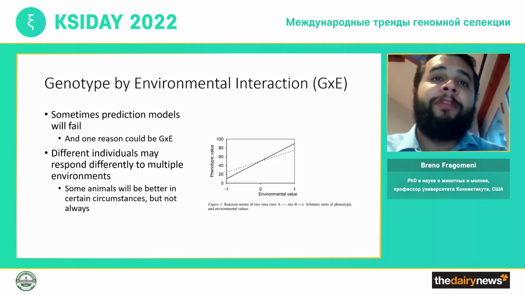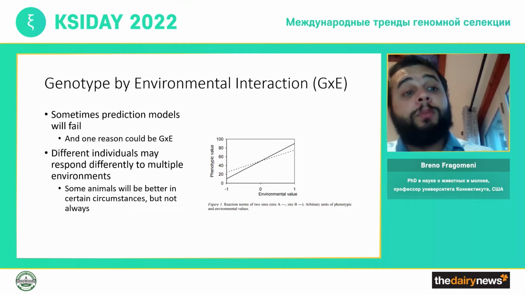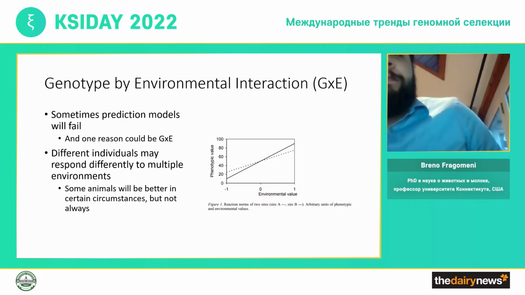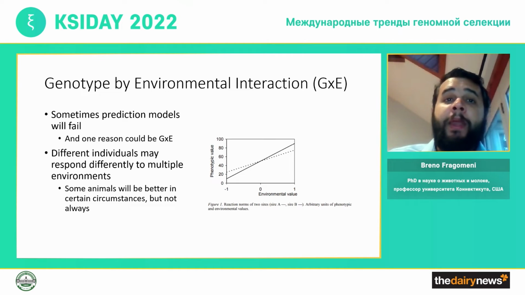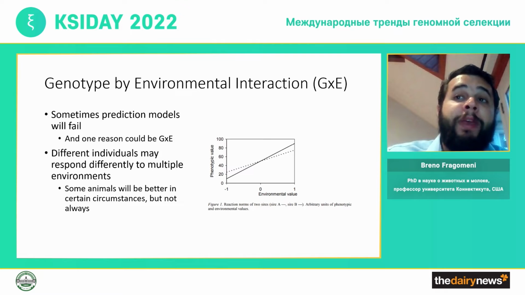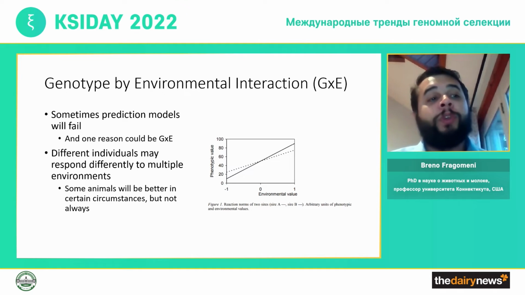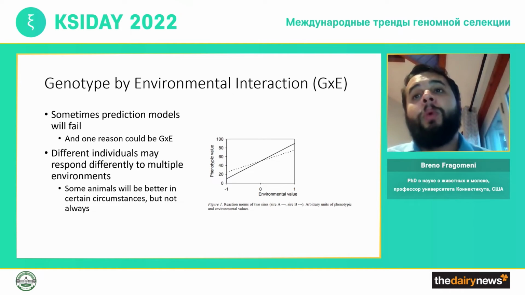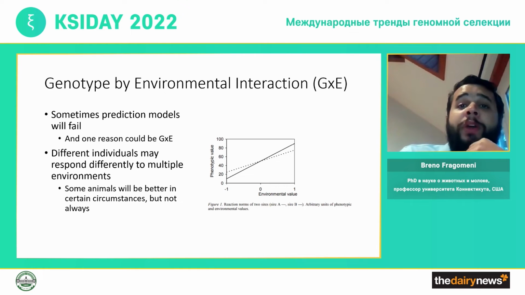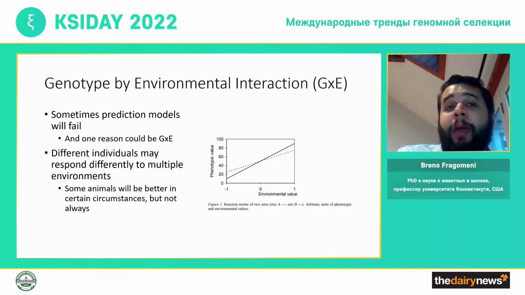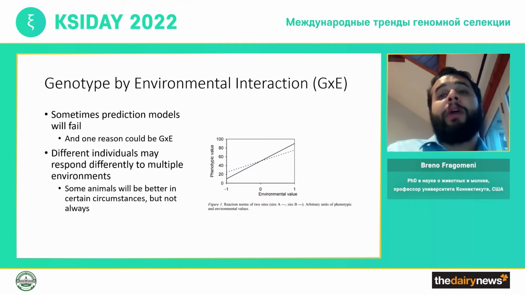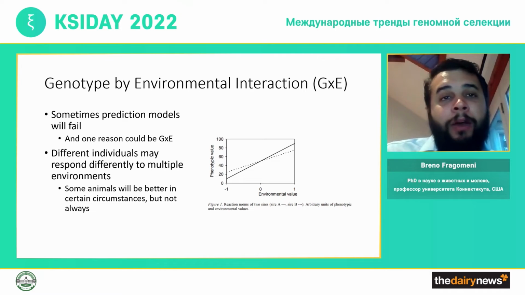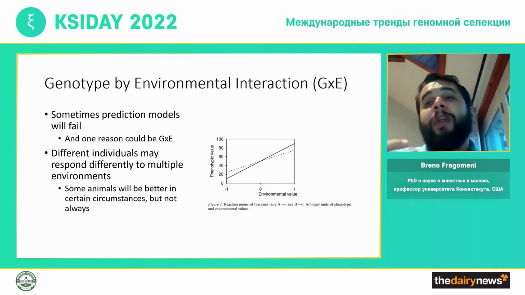So what about genotype by environmental interaction? Well, sometimes we have a good evaluation, but the results are not so good. Our prediction models basically fail. We select the best bull. We see in the field that the results are not what we expect. One reason for that could be genotype by environmental interaction. So different animals may respond differently in multiple environments. The best animal for a given place, country, region, it's not necessarily going to be the best animal for another region.